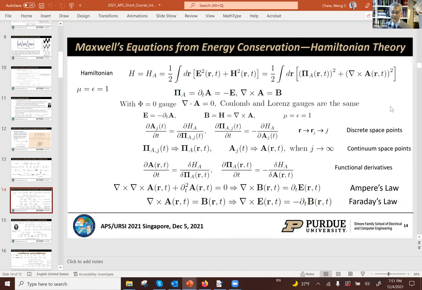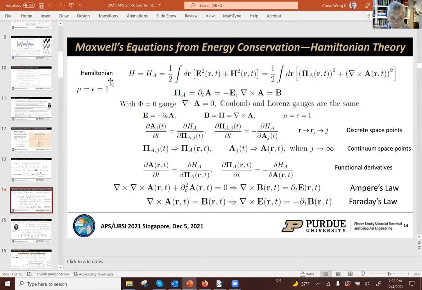But you can generalize this to Maxwell's equations. Of course, the algebra will be a lot more complicated. It's not easy to follow, but if you have the patience, you should be able to go through this algebra. And as I said before, the Hamiltonian of a system is the total energy of the system.